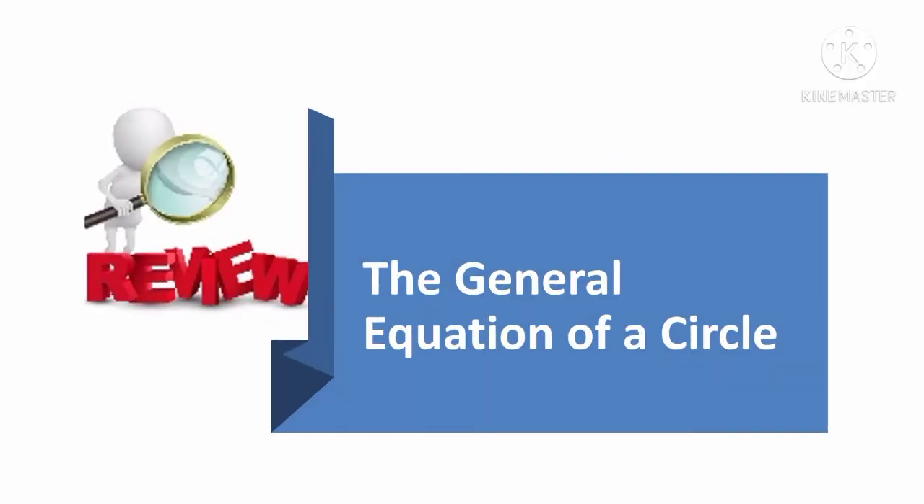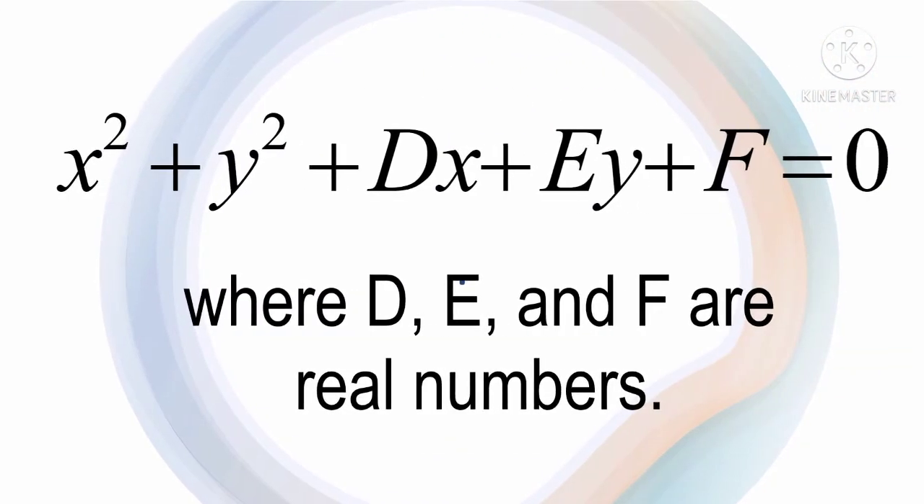The general equation of a circle is x squared plus y squared plus dx plus ey plus f equal to 0, where d, e, and f are real numbers. This equation is obtained by expanding the standard equation of a circle, the quantity (x minus h) squared plus the quantity (y minus k) squared equal to r squared.